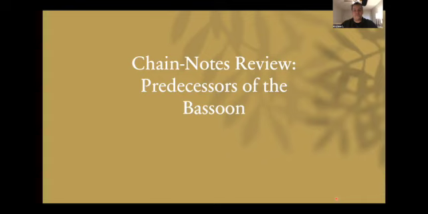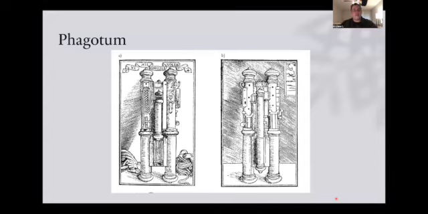So, now that we've completed our chain notes activity, let's do a full review together of the predecessors of the bassoon. Up first, we have the fagotum. So, this is kind of a trick question, but the fagotum is not actually one of the predecessors of the bassoon. As we talked about earlier in week 1, it is instead a purported ancestor of the bassoon and did not actually have any relation.